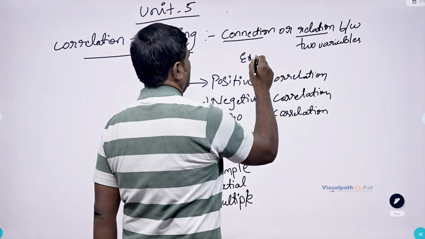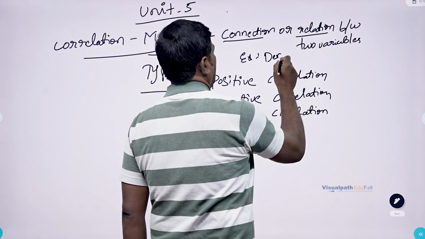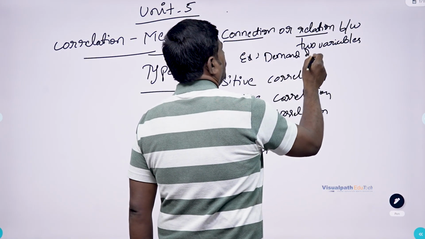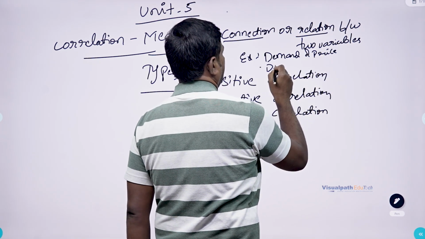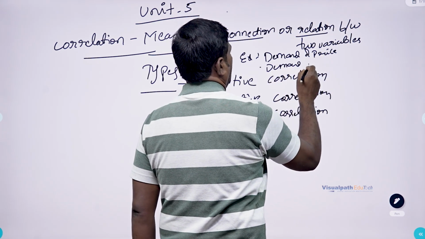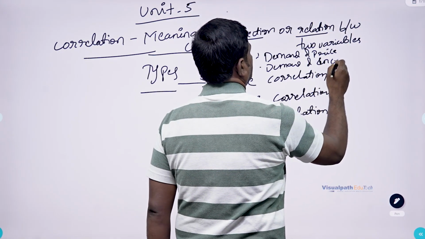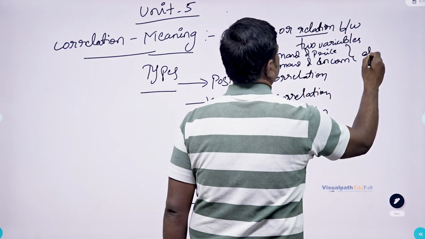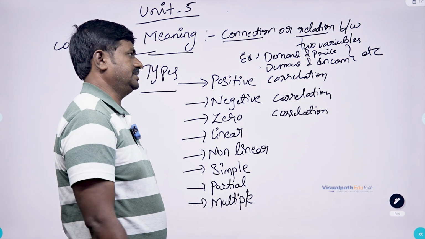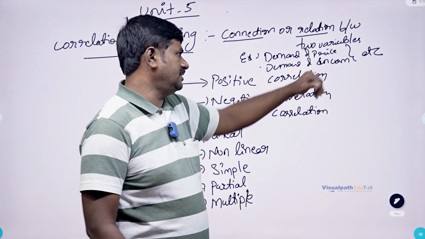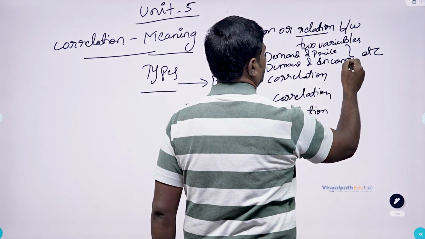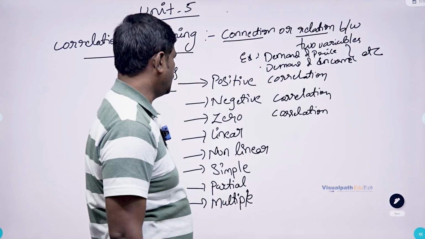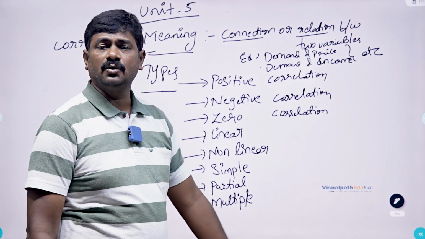Here, we can take as an example demand and price. Similarly, demand and income. So we can write n number of examples for the correlation: demand and price, demand and income of the customer. We can write different examples for this correlation concept. That is the meaning of the correlation.